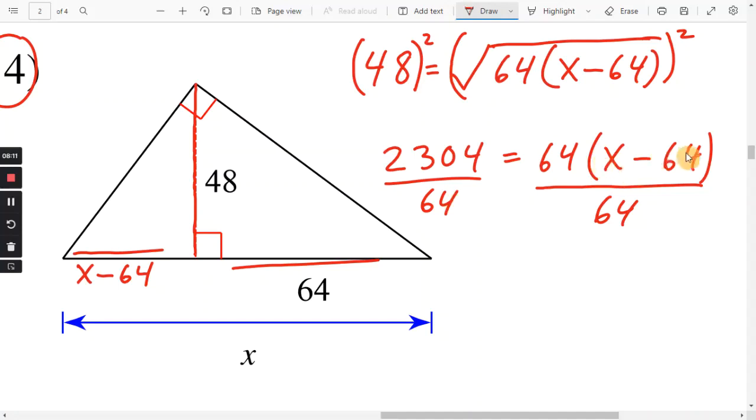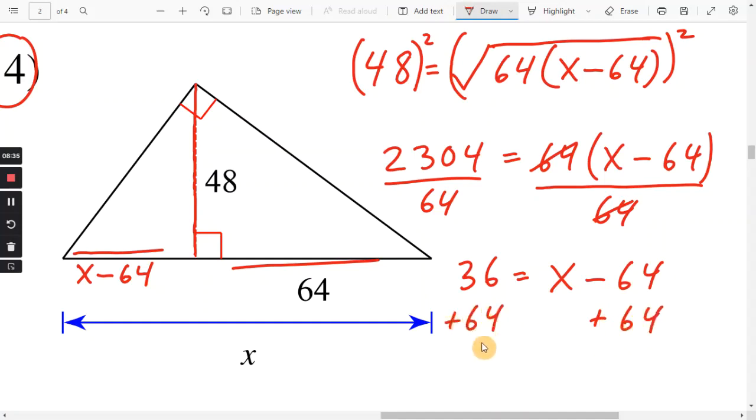Okay, this whole thing is times 64. The opposite of times is divided by. So 2304 divided by 64, that's going to give us 36. 64 over 64 cancels, and we're left with x minus 64. Finally, adding 64 to both sides. 36 plus 64 is just 100. Bring down your x, and 64 minus 64 cancels.